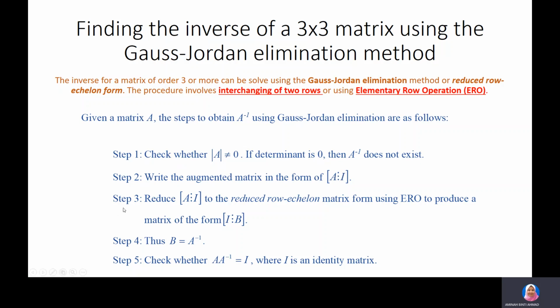Step 3. Reduce the augmented matrix to the reduced row echelon form using ERO to produce a matrix of the form I and B. I refers to the identity matrix, and B refers to the new matrix, which is the inverse. So step 4, we know that B is equal to the inverse of A. Last step, check whether matrix A multiplied with its inverse is equal to I.